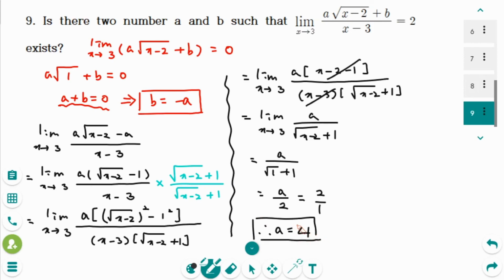And then now go back to b equals minus a here. So we get b equals minus 4. Therefore, a equals 4 and b equals minus 4.